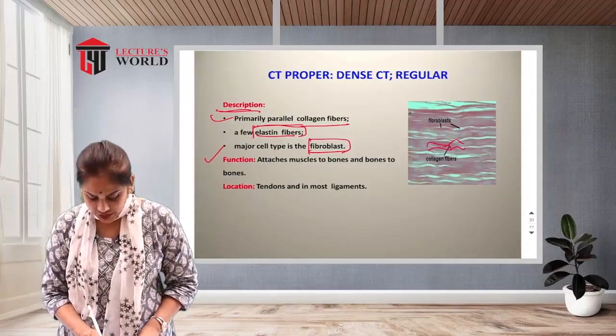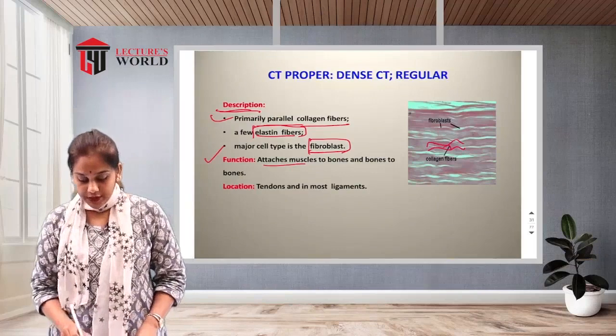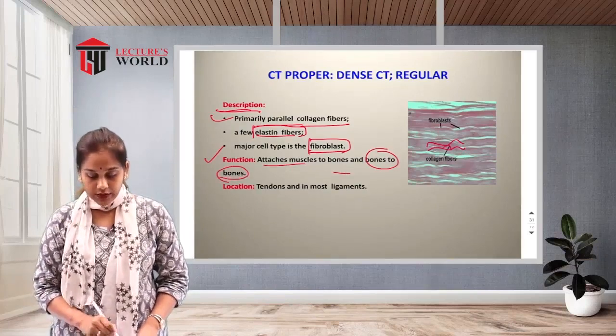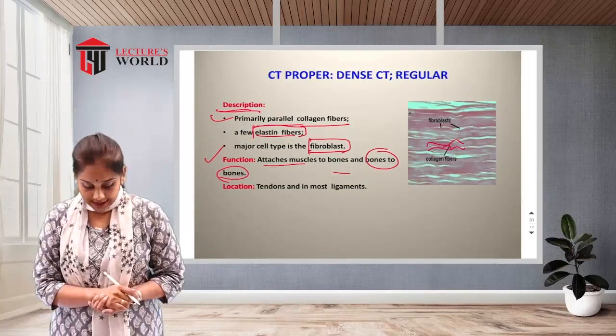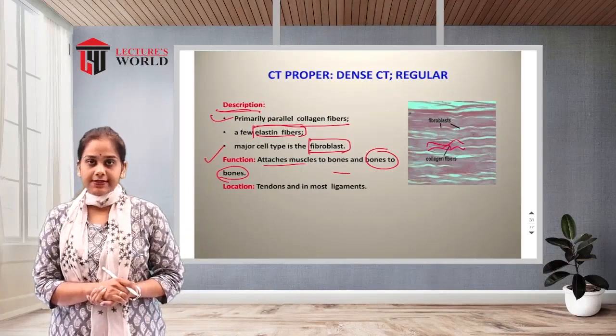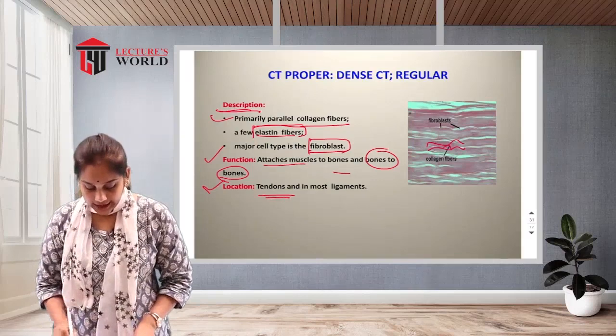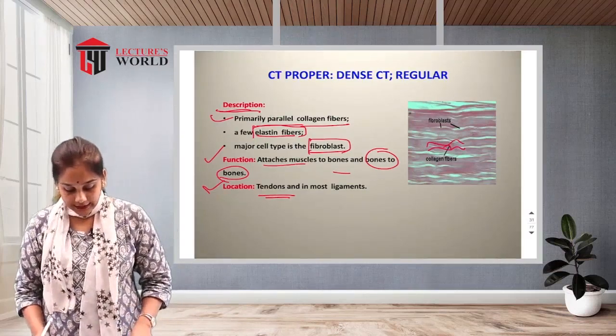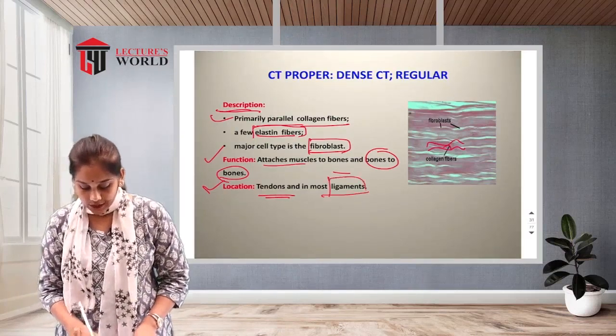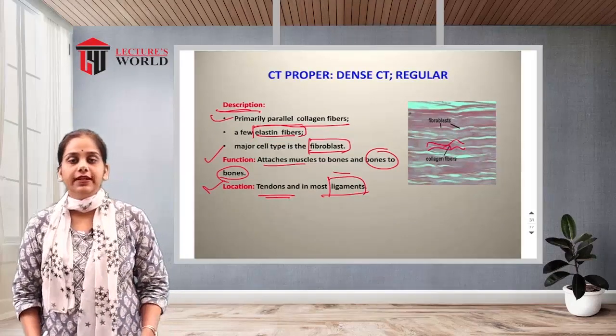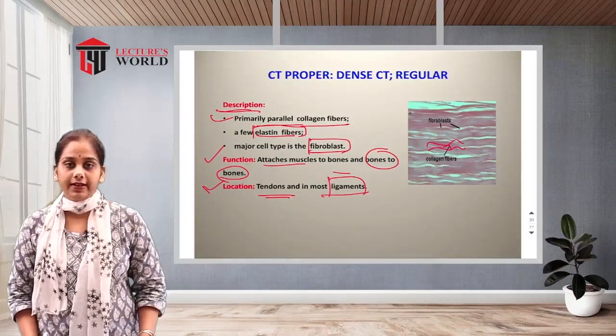What is the basic function? It attaches muscles to bones and bones to bones. It gives elasticity and connection between muscle and bone and between bone and bone. Where is it located? It is located in the tendons and in most ligaments.